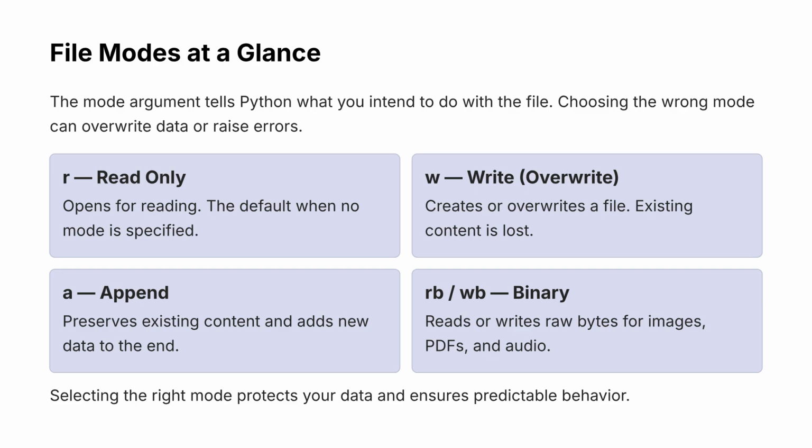Okay, modes. When you call open, the second argument is the mode string, and it tells Python what you're planning to do with the file. R is read only. That's the default if you don't pass anything. W is write, but heads up, it overwrites the file. If the file already exists, that content is gone. A is append, which is what you want when you need to add to a file without nuking what's already there. Think log files, and then you've got RB and WB for binary mode. That's for non-text stuff like images, PDFs, audio files. Picking the wrong mode is a classic footgun, especially W when you meant A, so be deliberate about it.